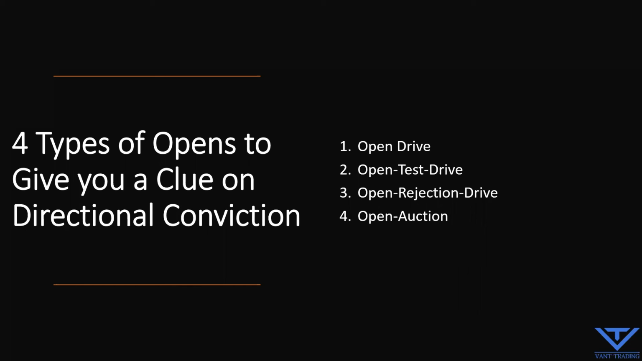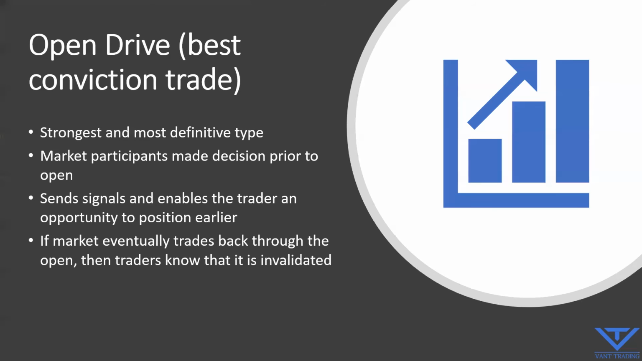Now, there are 4 types of opens that are going to give you a clue on directional conviction. The first one is the open drive. The open drive is the strongest, most definitive type. Market participants have made their decision prior to the open, and they send signals which give a trader an opportunity to position themselves early. That's the key: pattern recognition and reference points to understand when it's going to hold and when it's going to go, so you can position yourself to profit off of this drive.